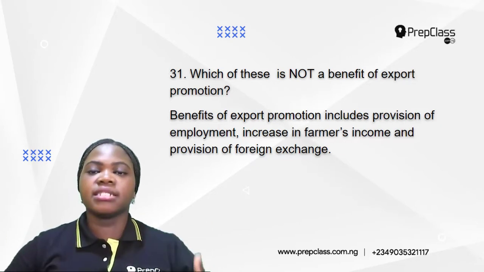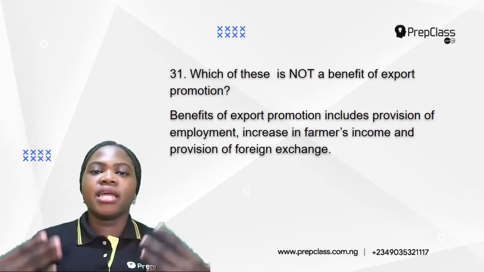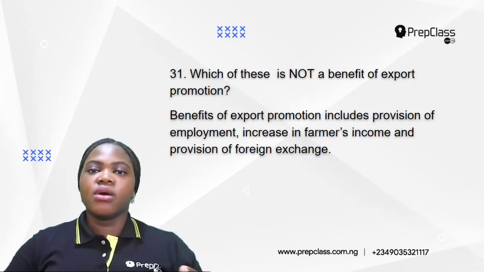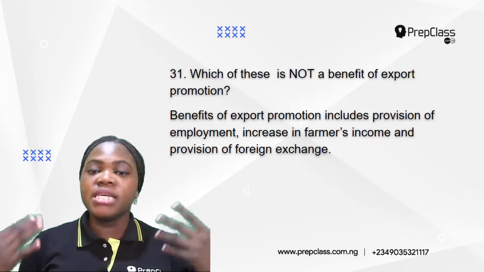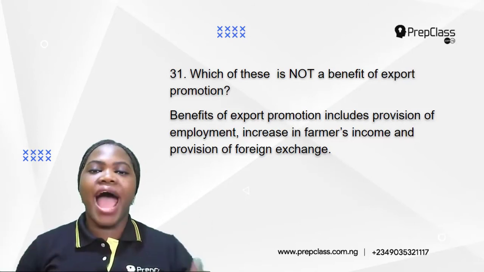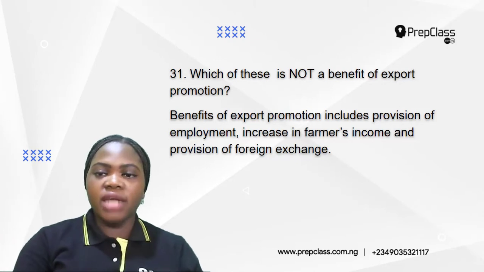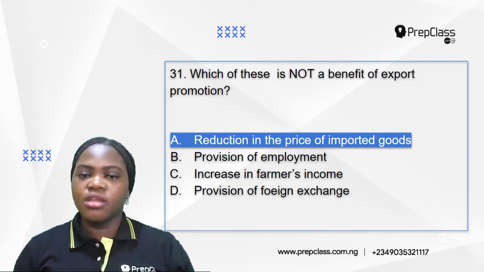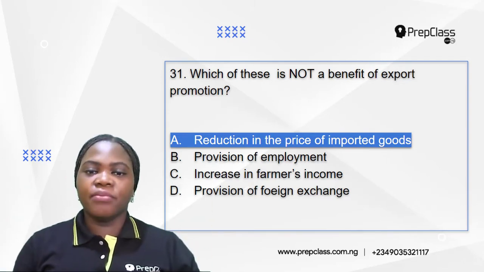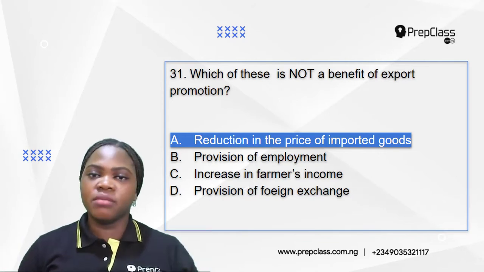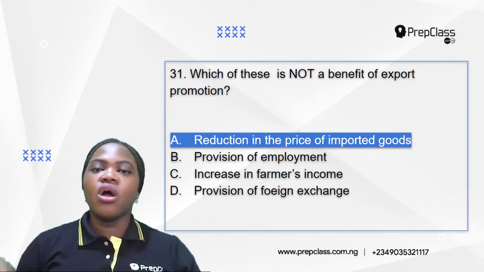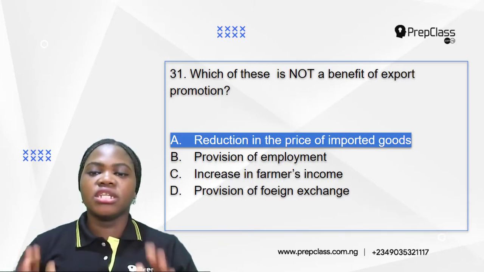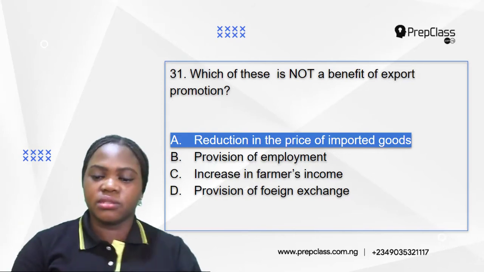So when we export a lot, there will be provision of employment. Another benefit is also increase in farmers' income. So when we export goods, the farmers' income is increased. Then it also provides foreign exchange, but it does not lead to reduction in the price of imported goods. When we export our products, it doesn't have anything to do with the price of the imported goods. So it doesn't reduce or increase the price of imported products. So the answer is A, reduction in the price of imported goods.